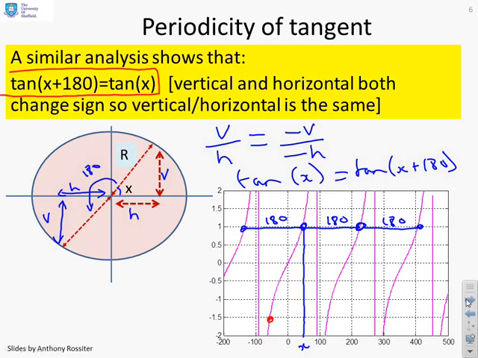And you can do the same trick wherever you like. I could go down here. You see I move to the right by 180, same value. Move to the right by 180, same value. So the tan curve repeats every 180 degrees.